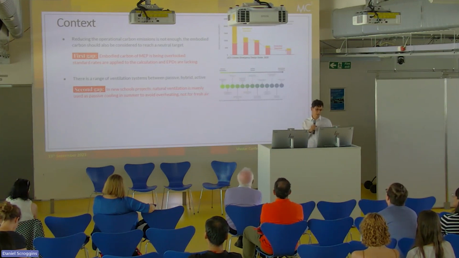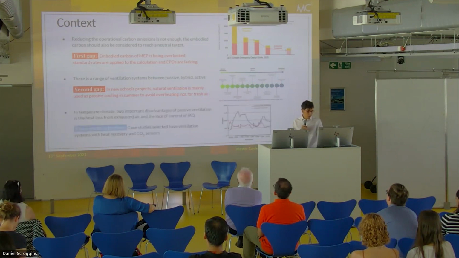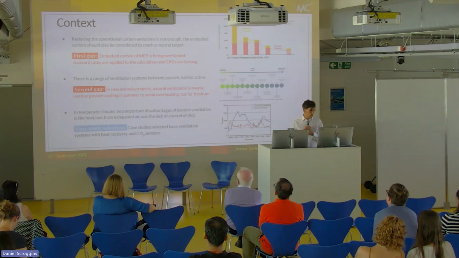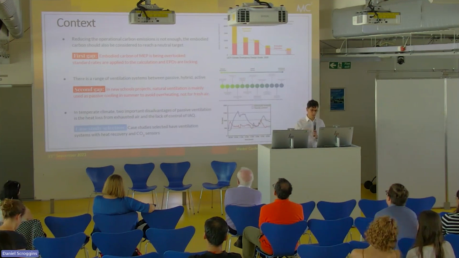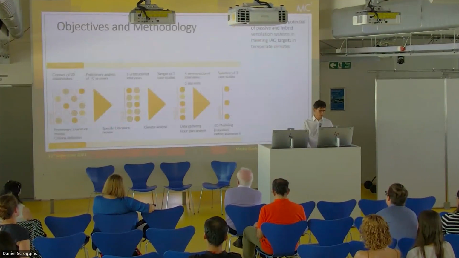Second gap is that passive system in school, in my case, are usually used for passive cooling in summer only, and not really to provide fresh air. Indeed, the heat loss from exhaust air and the lack of indoor air quality control are the two main barriers to implement passive strategies. That's why my case studies have heat recovery and CO2 sensor.